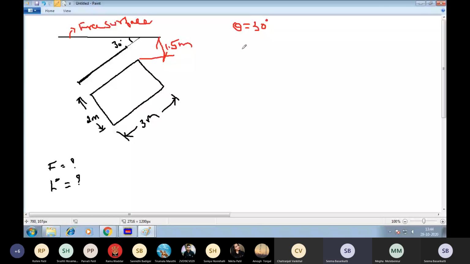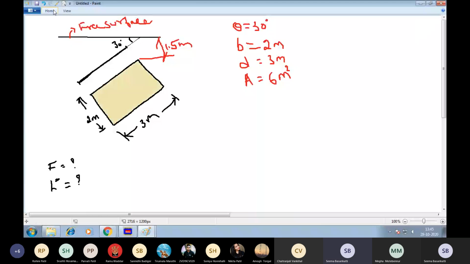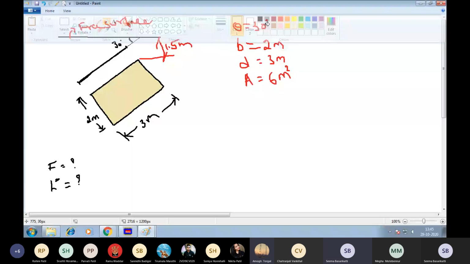Breadth of the surface is 2 meter. Depth is 3 meter. Therefore, area is 6 square meter. Okay. Since it is a rectangular surface, where does the center of gravity exist in the rectangular surface?